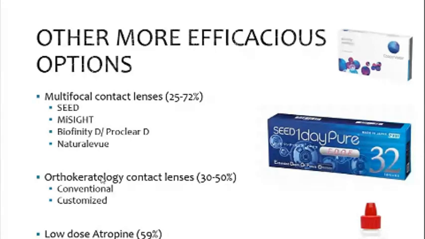But if you're going to dive into orthokeratology, you must have a corneal topographer. If you don't have a corneal topographer, you can refer to a colleague to get the scans done, and then they come back to you and you go ahead and do your orthokeratology fitting. Also low dose atropine. Now, this is something that's received a lot of attention and we'll talk more about later on. But the last point will be combination therapy.